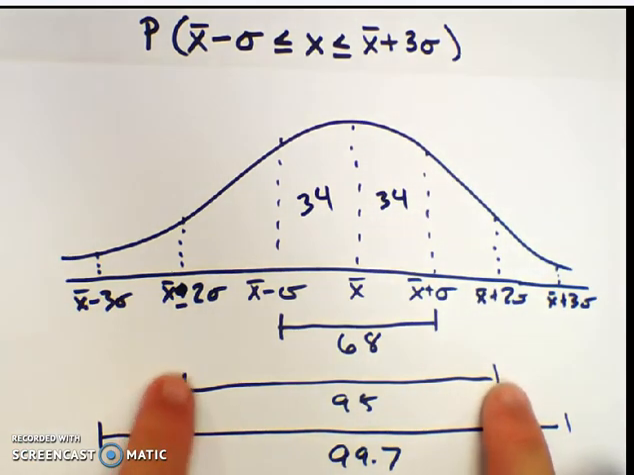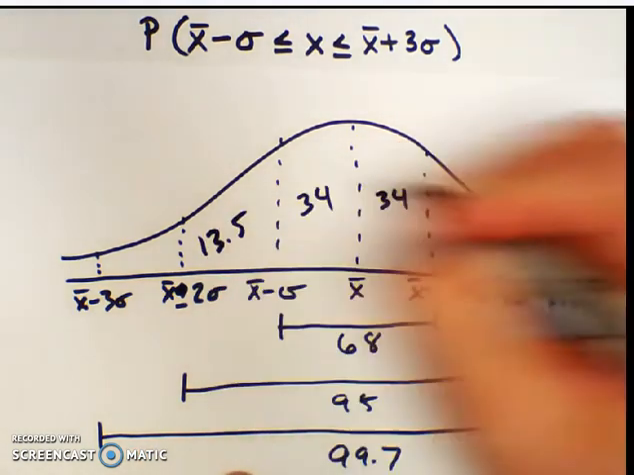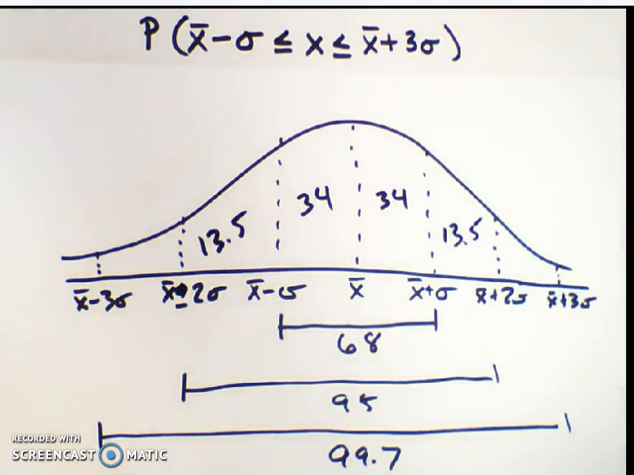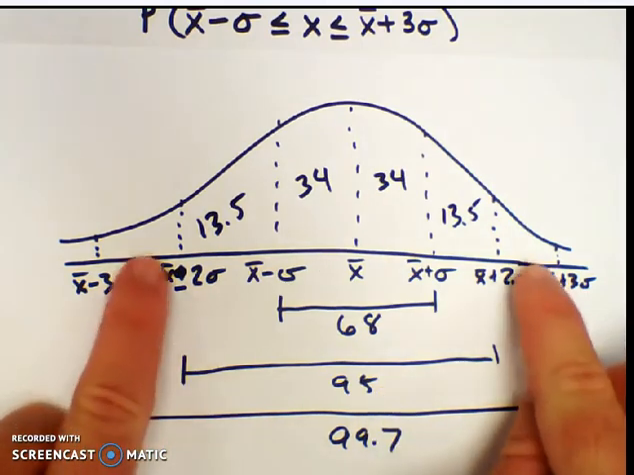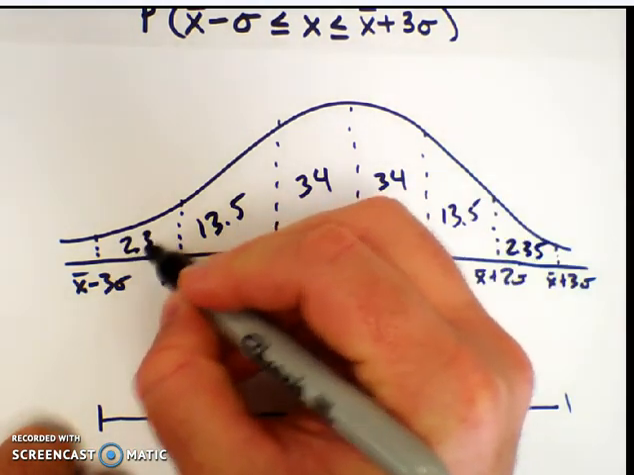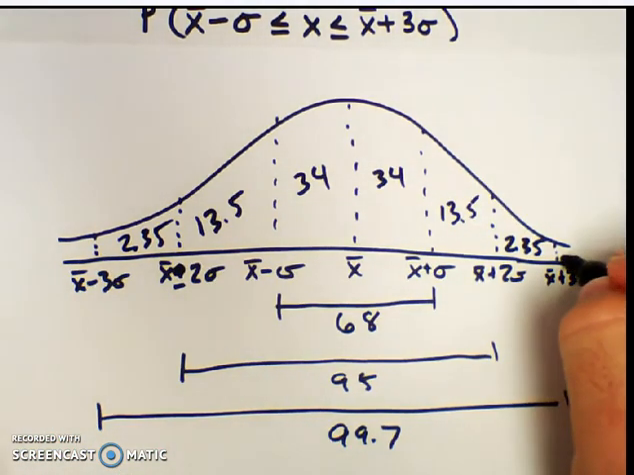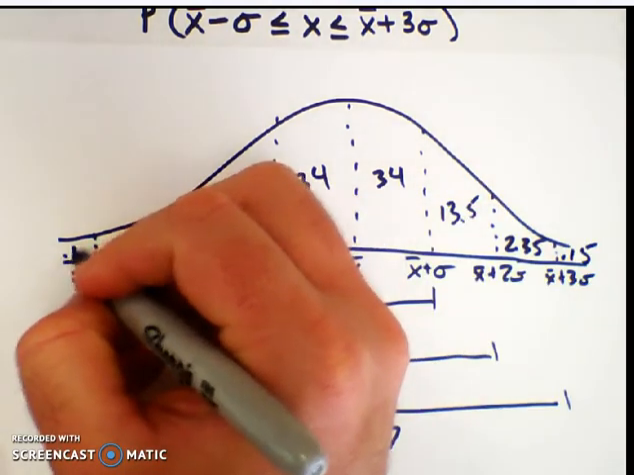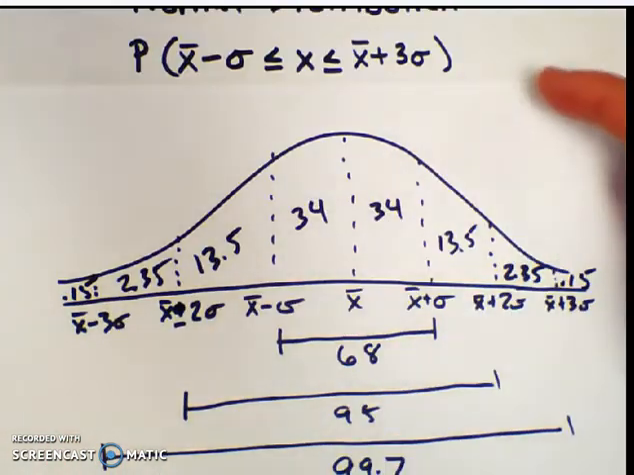95% fall between the 2 deviations, so you do 95 minus 68 divided by 2, and it gives you 13.5, 13.5. And then 99.7 minus 95 divided by 2 gets you 2.35. And then 100% minus 99.7 divided by 2 is 0.15. Okay, you have to have that. If you don't have that, this question is going to be almost impossible to answer.